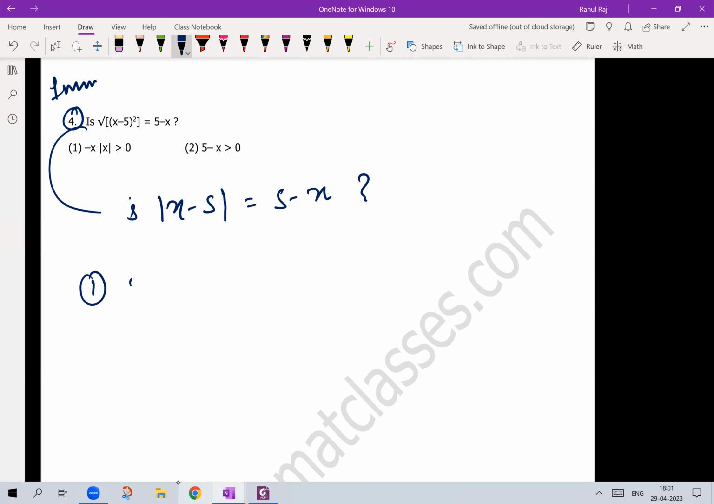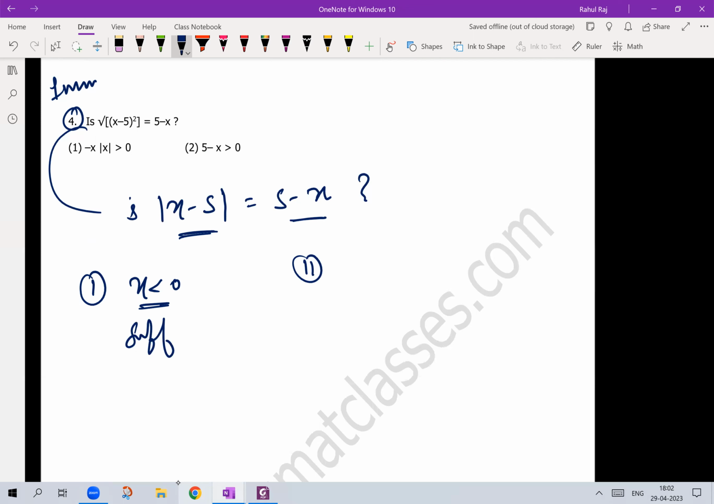Statement number 1 says what? X is negative, less than 0. You put any value of negative x and see whether LHS is equal to RHS or not. Think for yourself. Take any negative value of x, take some 2, 3 values and check: are you getting LHS equal to RHS, yes or no? You are. So this is sufficient.